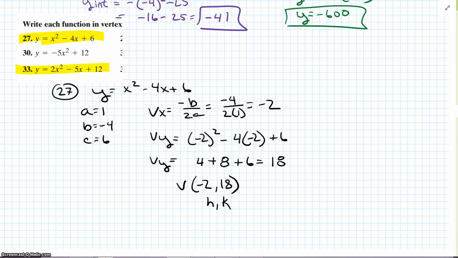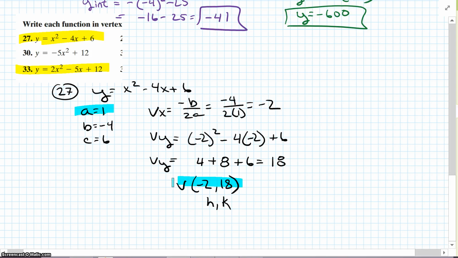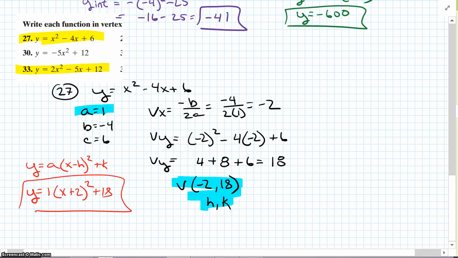My a value is already given. So I can write all this for number 27. I'm going to write it right below. Y equals a times (x minus h) squared plus k. Now we just plug it in. Y equals, our a value is 1, (x minus our h value), and our k value. Easy enough. Okay.